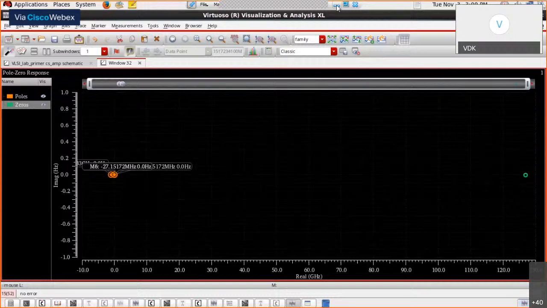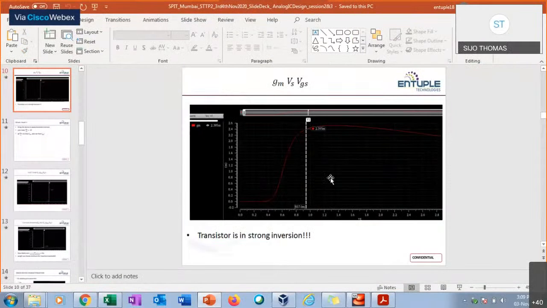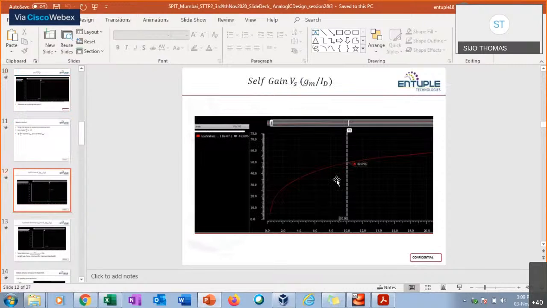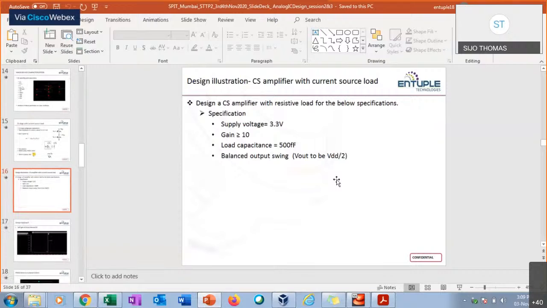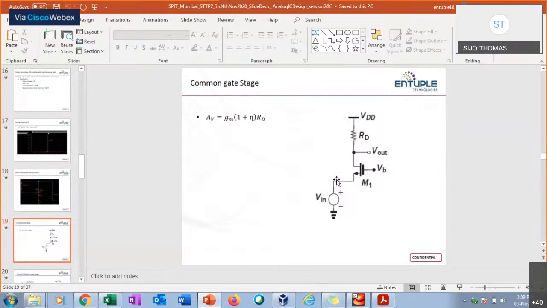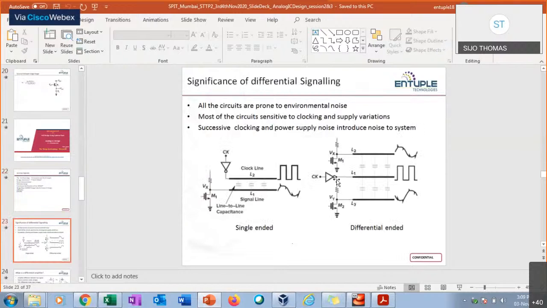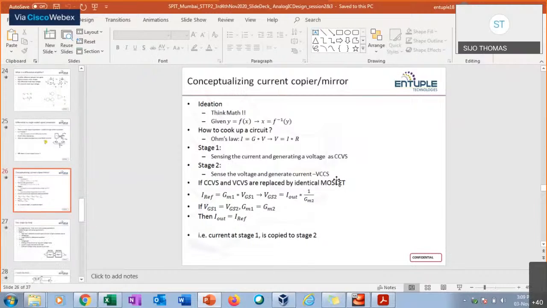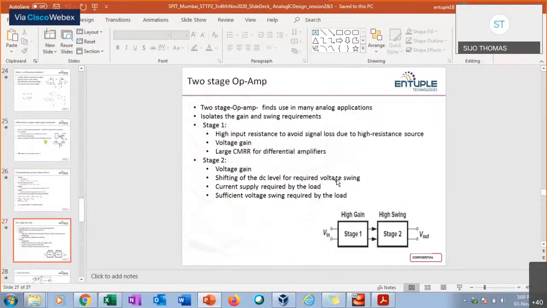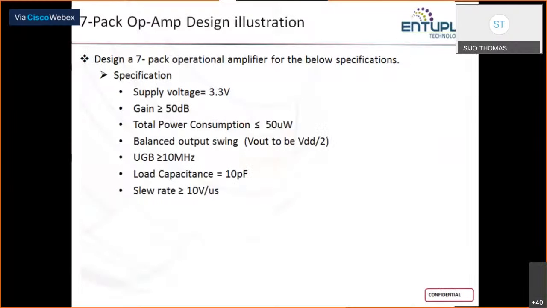So can I just go back to those specifications? Yes, yeah. Naveen, go back to the slide. Next. Go for this. Okay, I'll just go for slide presentation.